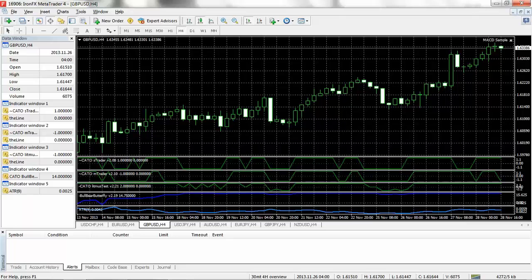Okay, let's get back to the ATR 9. And ATR 9 on that candle is reading 0025.